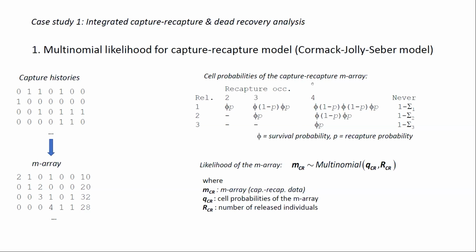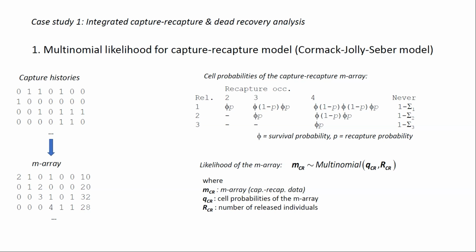So here we have again like this M-array, and we have here these different cell probabilities. So the probability that an individual that was released at the first occasion is recaptured first at the second occasion. This is just given by the product of the survival probability phi and the recapture probability p.